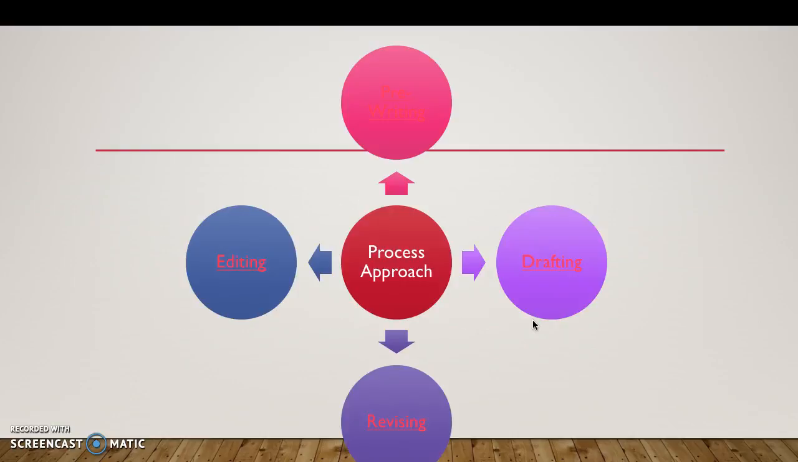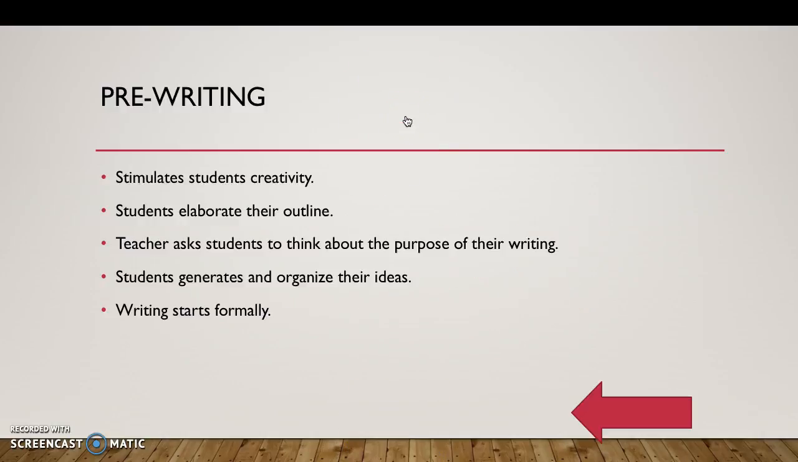First, we have to remember that we have 4 stages: pre-writing, drafting, revising, and editing stage, which is the last one. Let's get started with pre-writing. So here we can see just a couple of points that we must take into account in the pre-writing stage. This stage stimulates students' creativity. Students elaborate their outline. Teacher asks students to think about the purpose of their writing. A student generates and organizes their ideas, and writing starts formally.